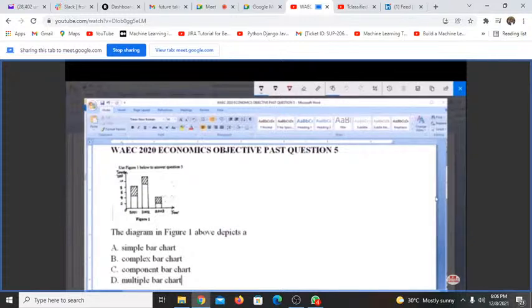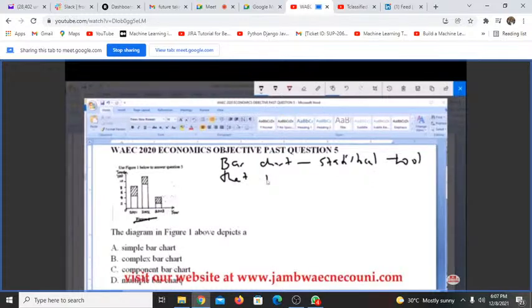So you have a diagram here which is labeled as Figure 1. Now, the diagram in Figure 1 above depicts A. Simple bar chart, B. Complex bar chart, C. Components bar chart, D. Multiple bar chart. Now, the thing we know from this information and from the options given to us is that it is a kind of bar chart. And the bar chart is basically a statistical tool that represents data in rectangular bars.